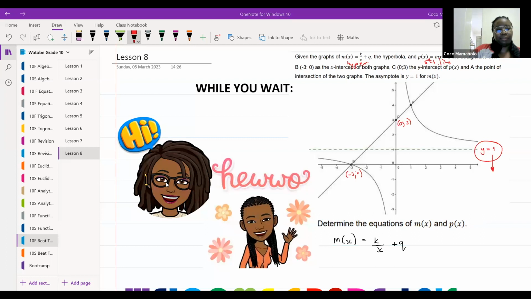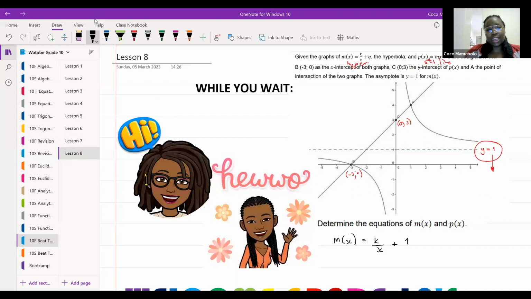Which part of my equation am I replacing it with? That's it, Nkechi, very well done. We're replacing it with q. So our q is going to be +1. We're already off to a great start. We have m of x is equal to k over x plus 1, because that asymptote tells us that the whole graph has been shifted up 1, so +1.